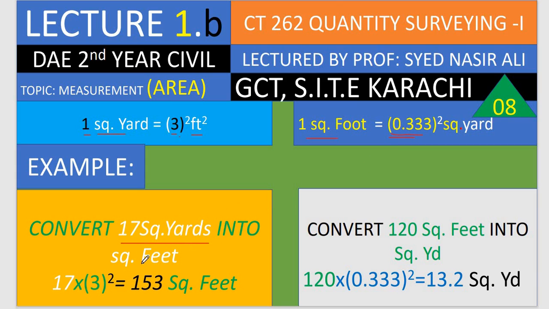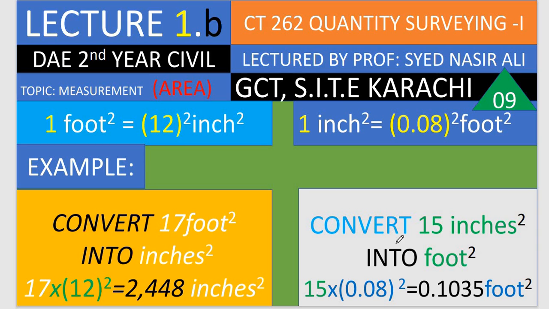Convert 17 square yards into square feet: just 17 multiplied by 3 square, this is the 3 square factor, and we get 153 square feet. Convert 120 square feet into square yards: 120 multiplied by this factor 0.33 square and we get 13.2 square yards.